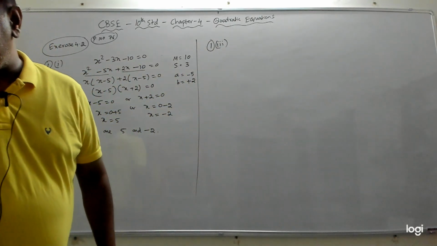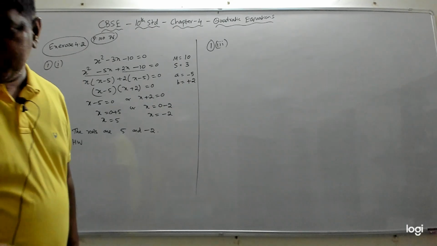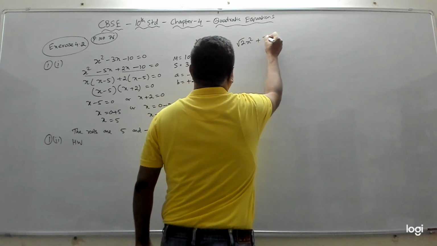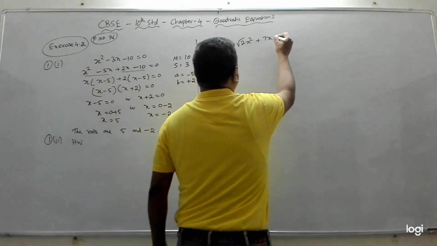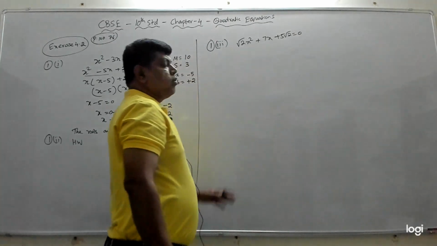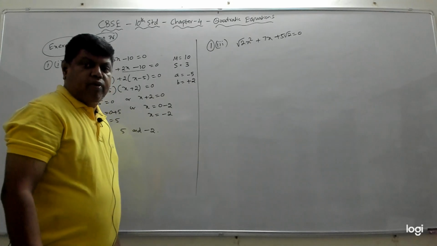That is, again, we have to find the roots of the quadratic equation by the method of factorization. So, root 2 x square plus 7x plus 5 root 2 equal to 0. We need to again find the roots of this quadratic equation by the method of factorization.